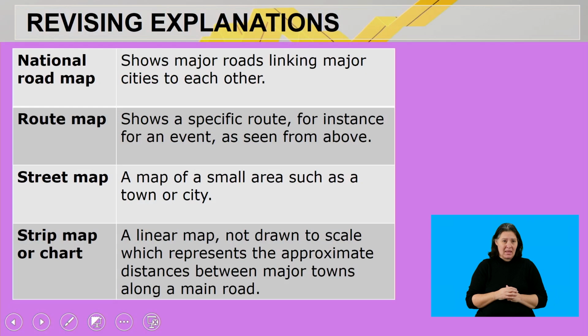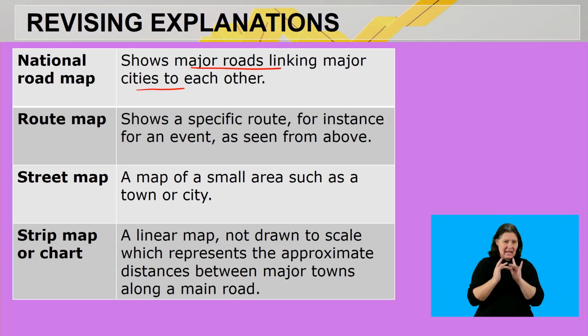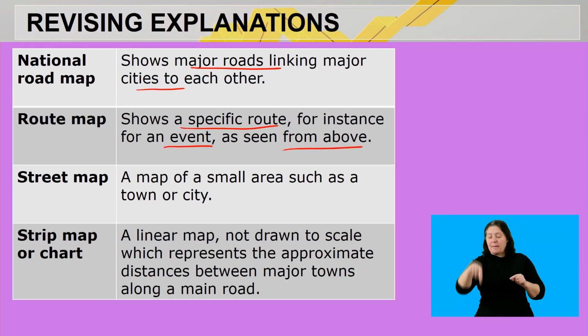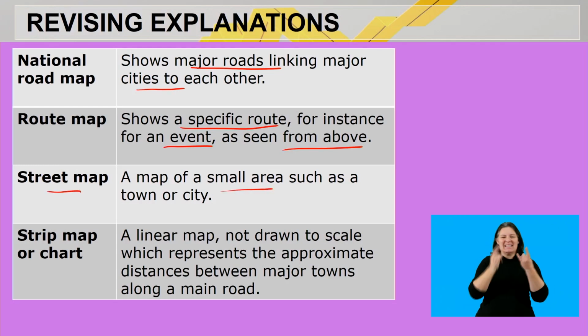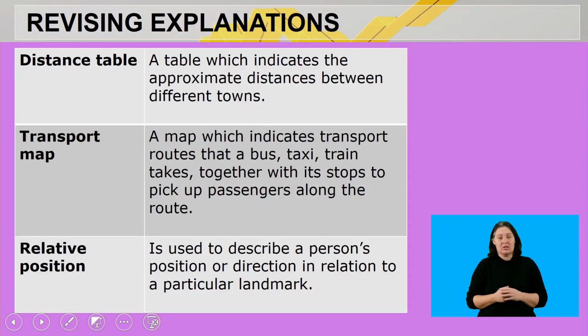Also important to know is that a national road map shows major roads linking major cities to each other. Then a route map shows a specific route, for instance, an event seen from above. And then we'll also look at a street map. That's a map of a small area, such as a town or a city. And then lastly, a strip map, or a strip chart for that matter, is a linear map not drawn to scale, which represents the approximate distances between major towns along a main road. So those are the important words that we want to look at.